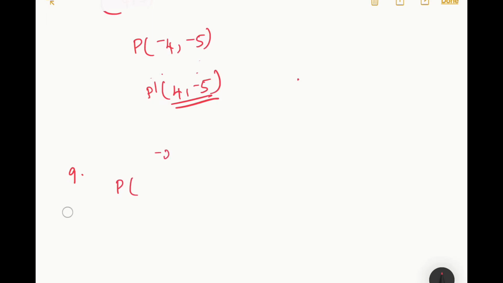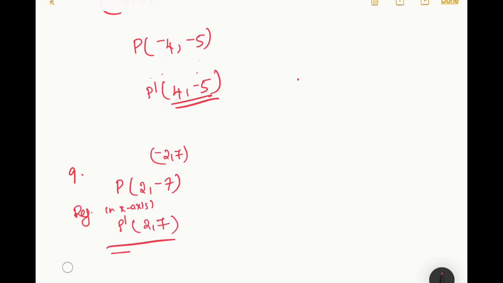Origin means minus 2, 7 is the coordinate we have. It was reflected in origin, so the original values of P will be 2, minus 7. Find the coordinates of the images of P under the reflection in x-axis. So P dash, if I take reflection in x-axis, what happens? The y changes. So my value will be 2, 7.